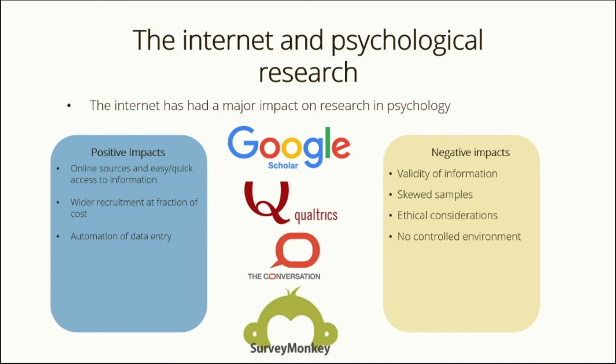And like I mentioned, negative impacts. So validity of information, is it as valid now that we're looking at it? Can we control the variables? We're getting skewed samples, so certain types of people are responding. There's ethical considerations as well, and like I said, no controlled environment.